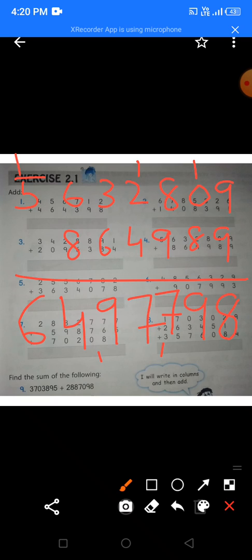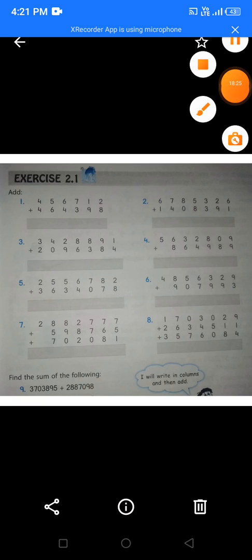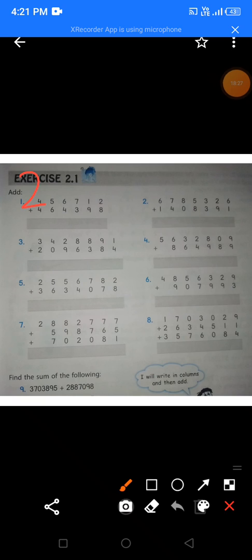Now children, we will solve question number 5. I think we will solve question, which did we solve? We solved 6th question. Now we will solve 5th also. I think I missed 5th. So I will solve it again here.